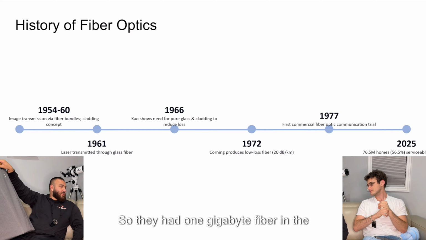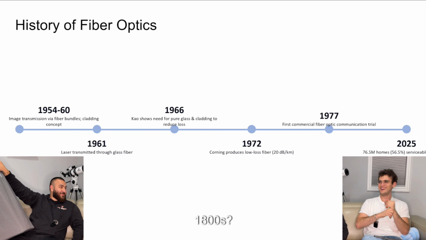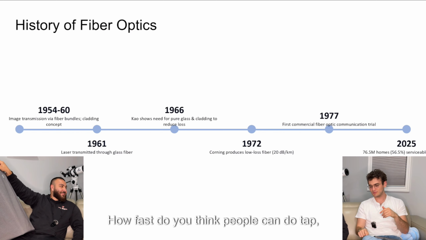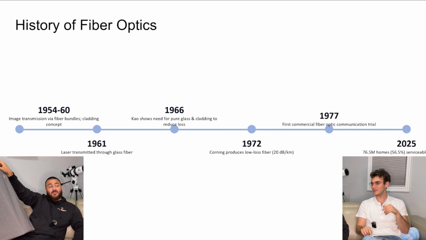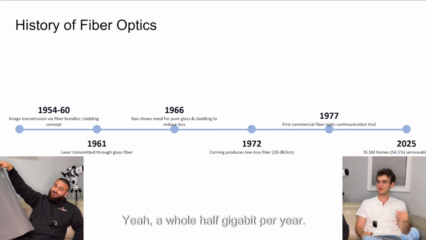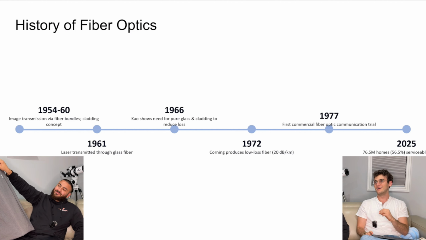So they had 1 gigabyte fiber internet in the 1800s? It depends. How fast do you think people can do tap, tap, tap? Some of the good ones can do it fast. Yeah, a whole half gigabit per year.